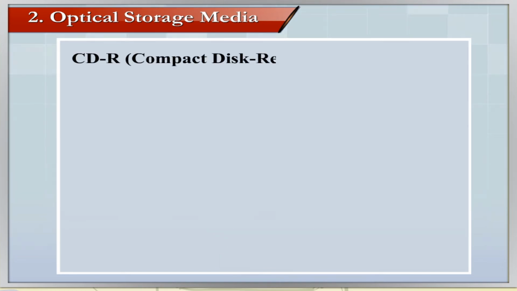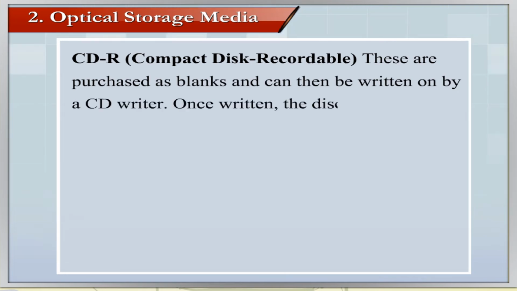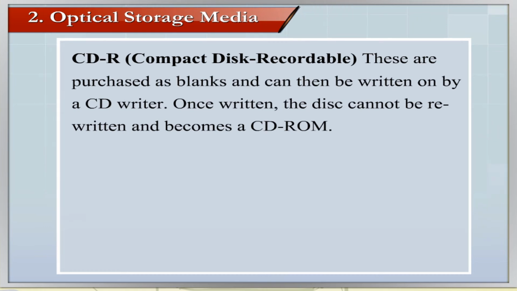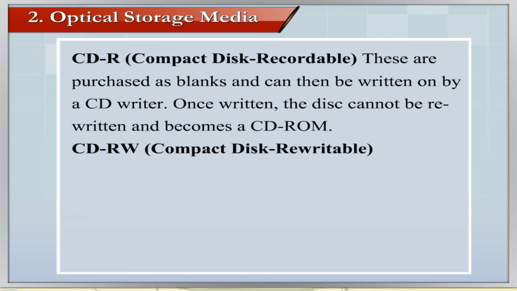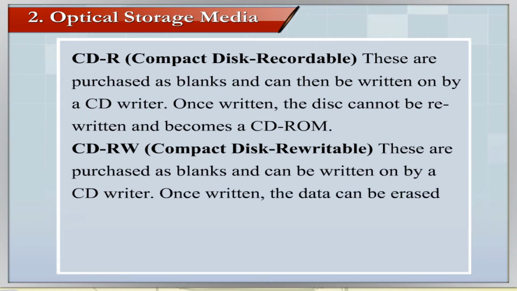CD-R, compact disc recordable. These are purchased as blanks and can then be written on by a CD writer. Once written, the disc cannot be rewritten and becomes a CD-ROM. CD-RW, compact disc rewritable. These are purchased as blanks and can be written on by a CD writer. Once written, the data can be erased and rewritten by a CD rewriter.